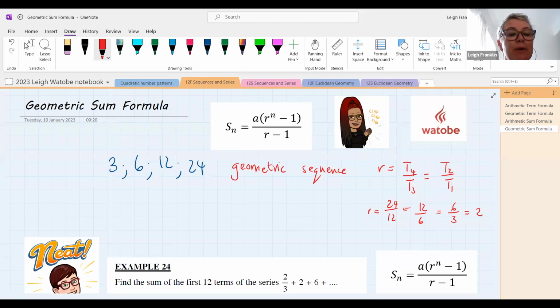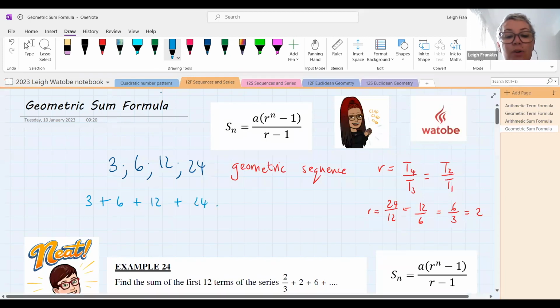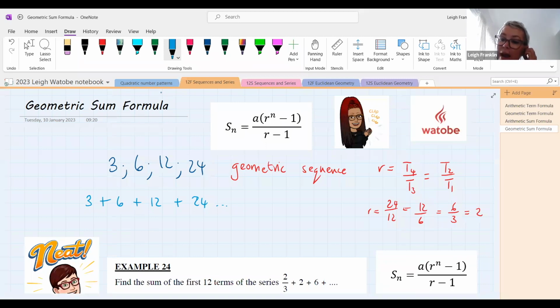When we talk about a geometric sum, we are taking these terms and adding them together. So we're taking term 1 and adding term 2, adding term 3, adding term 4, etc. Just like I can work out a sum to n number of terms in an arithmetic sequence, I can work out the sum to n number of terms in a geometric sequence as well. So that's what this letter Sn represents. We saw that last time on Tuesday. It is the sum of n number of terms.